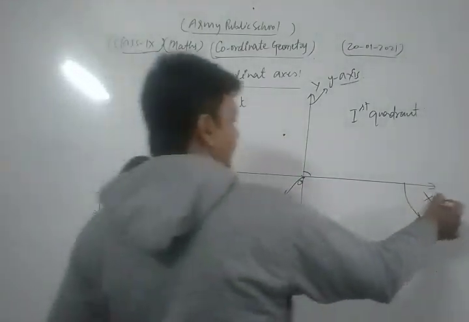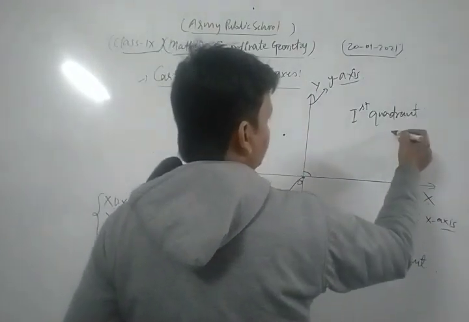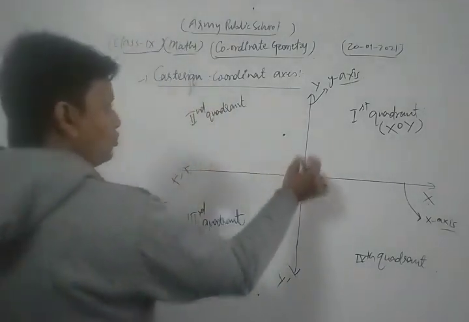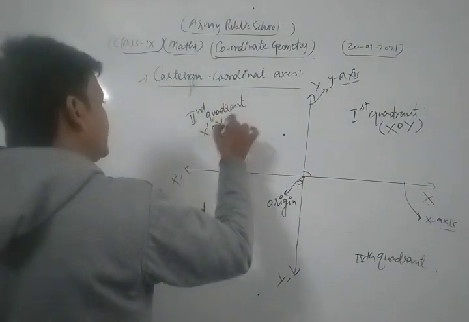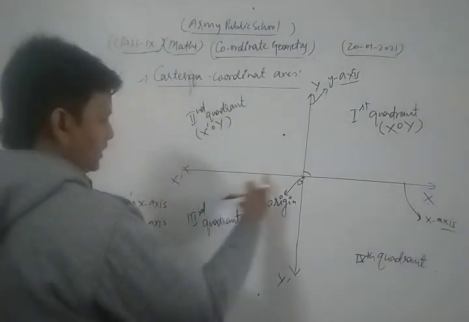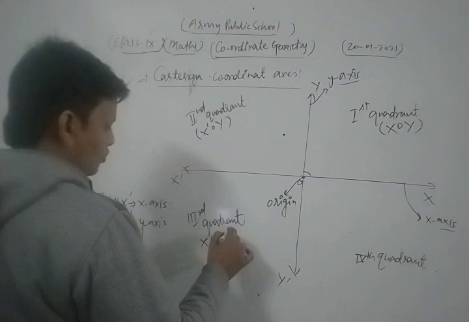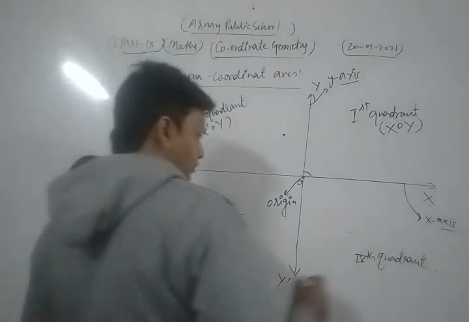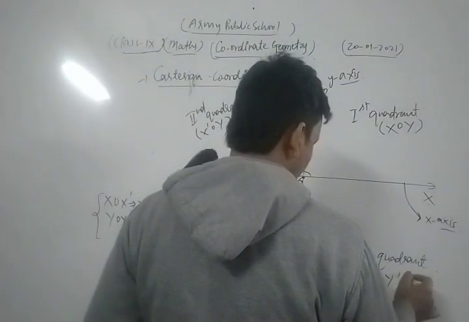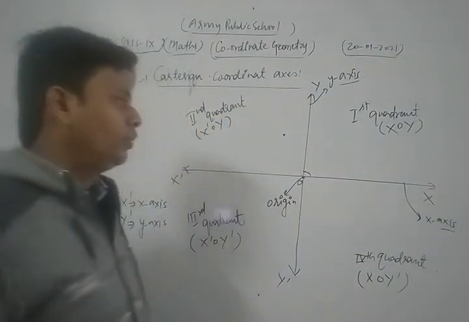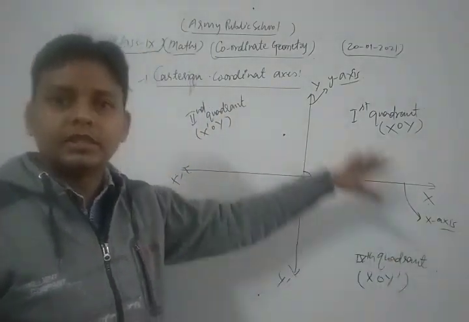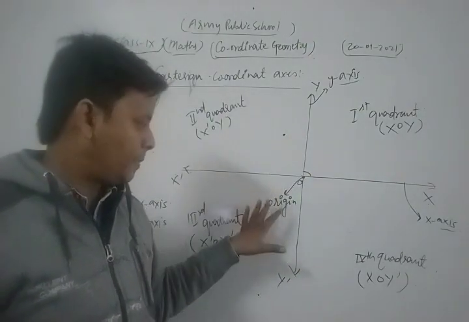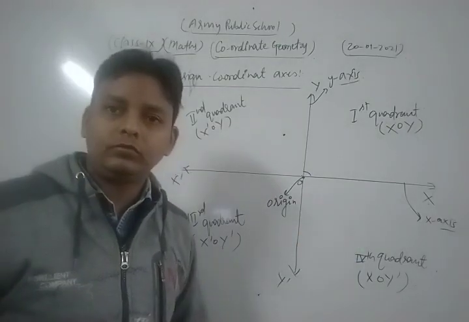Here, XOY is known as the first quadrant. X dash OY is your second quadrant. X dash OY dash is known as your third quadrant, and XOY dash is known as your fourth quadrant. So these are the concepts of the quadrants: first, second, third, and fourth.